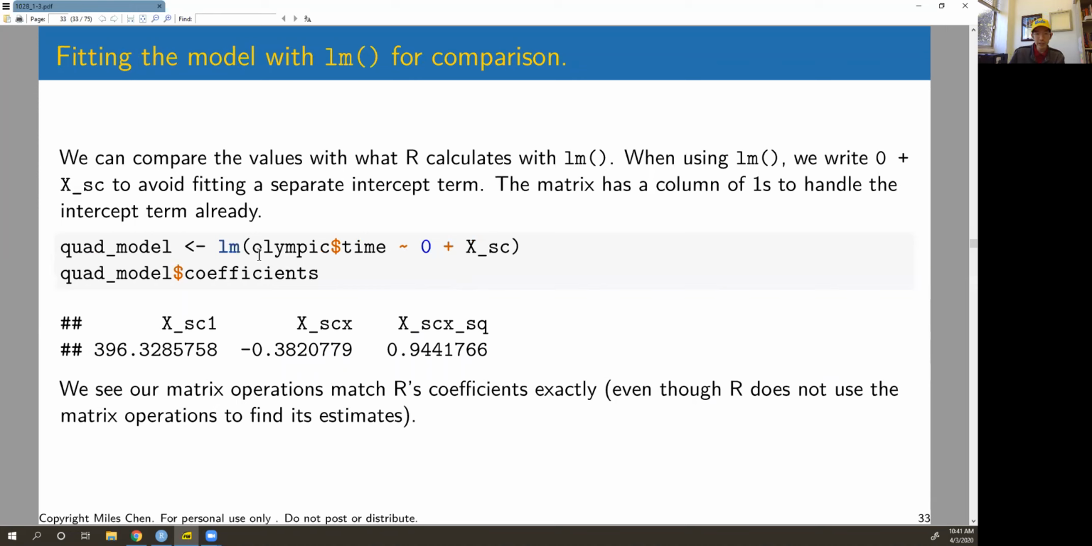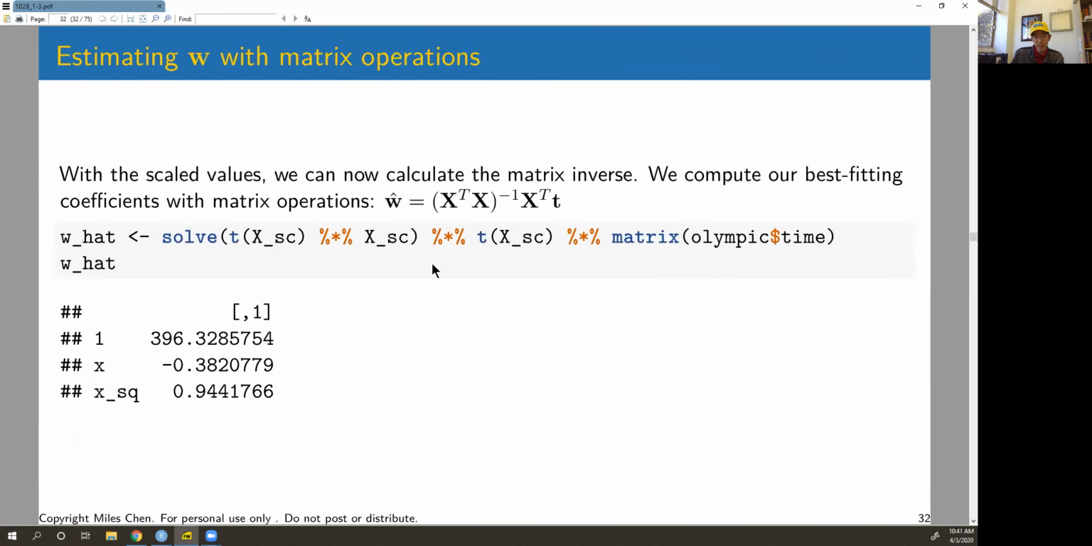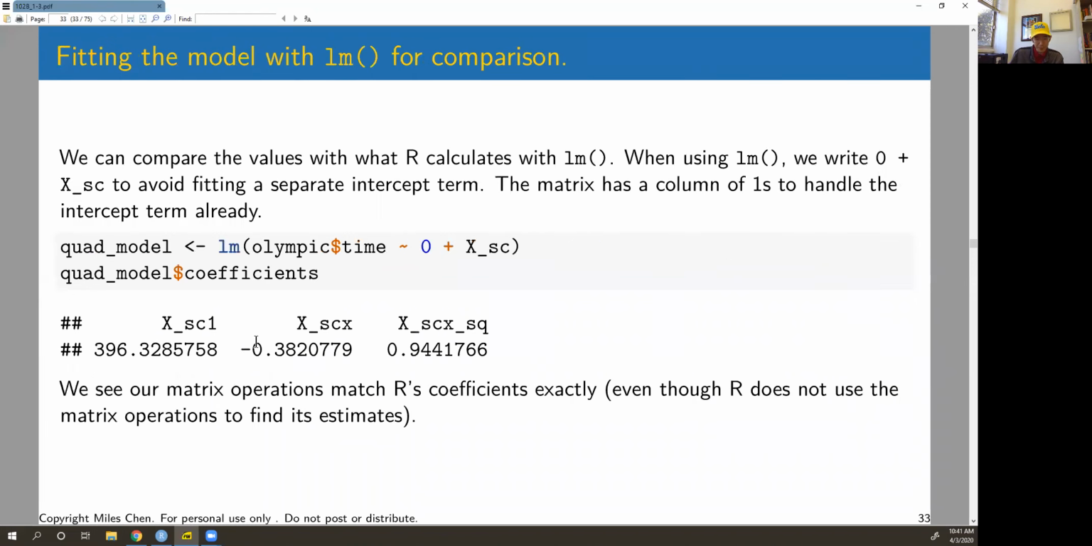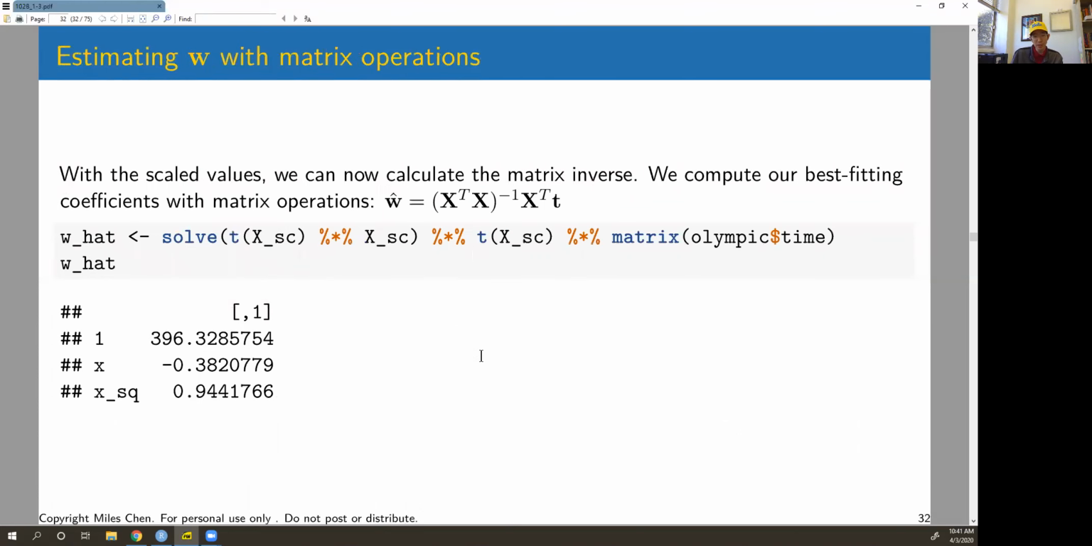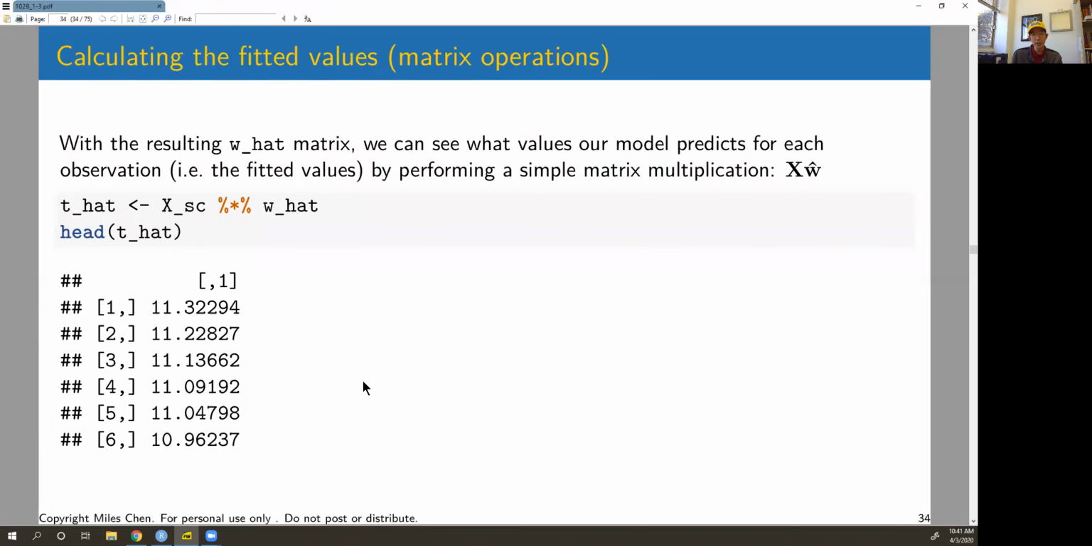If I fit the linear model to my scaled matrix, here are the coefficients. I'm going to keep moving here, as we're going to run out of time, but I get the same predicted values. I get the intercept, the first order term, and the second order term. Those coefficients end up being the same as well. So no surprise there.